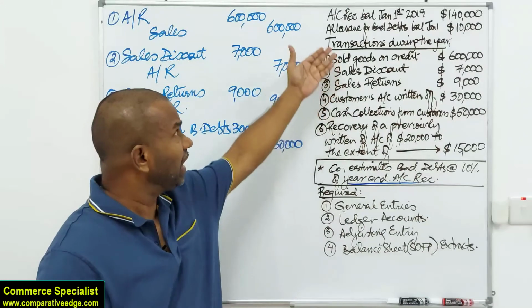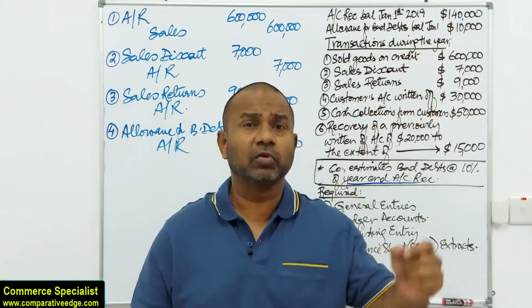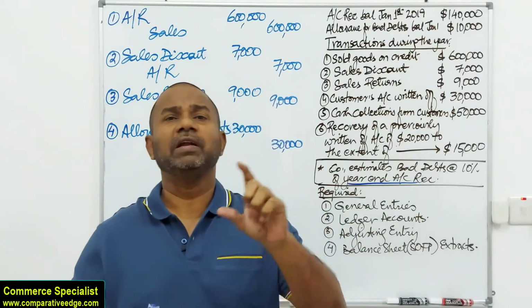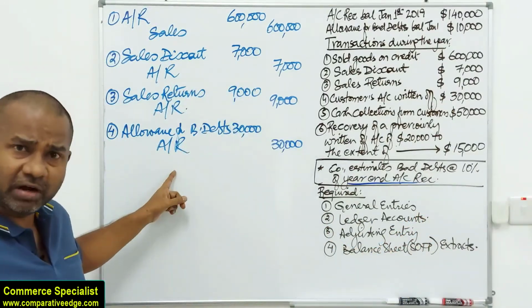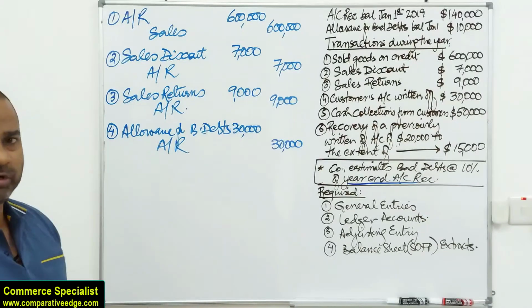But here, we are maintaining allowance for bad debts, so we cannot go for a direct write-off unless the question tells you it's a direct write-off. So if it's a direct write-off, debit bad debt expense and credit account receivable. Here, it's not a direct write-off; it's a write-off through allowance for bad debts. So allowance for bad debts debit, account receivable credit.